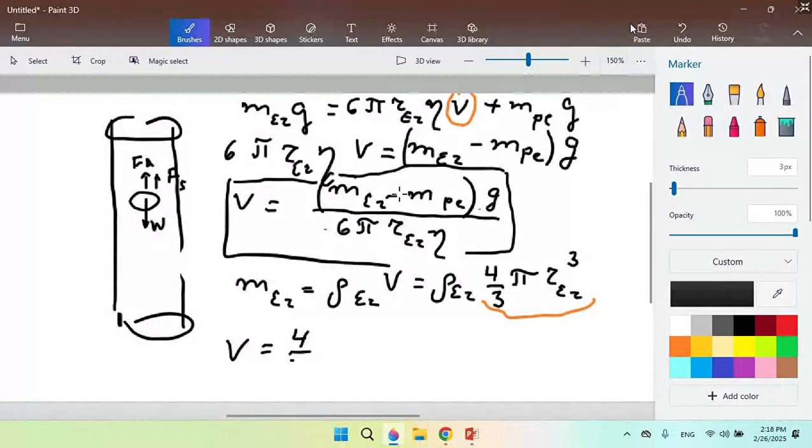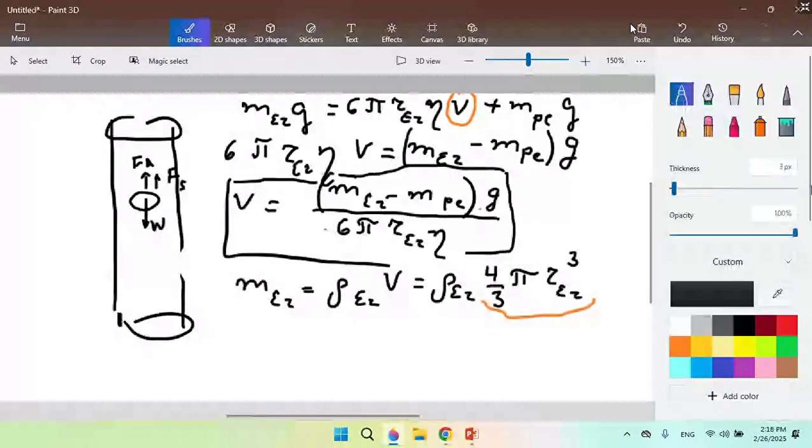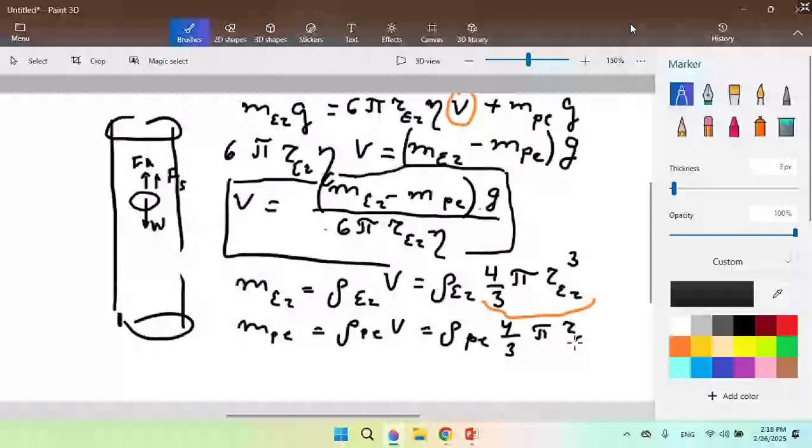Still not ready. Mass of the plasma displaced. Pay attention. It is density of the plasma times the volume displaced, which is the same as the volume of erythrocyte, which means density of the plasma and the same term, 4/3 pi erythrocyte radius power 3. So that's the difference which is in the formula.